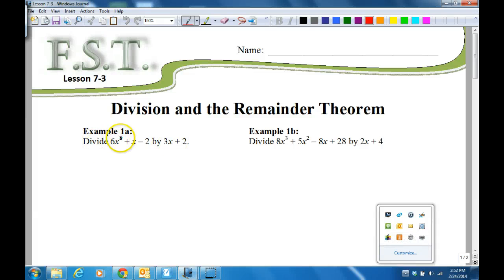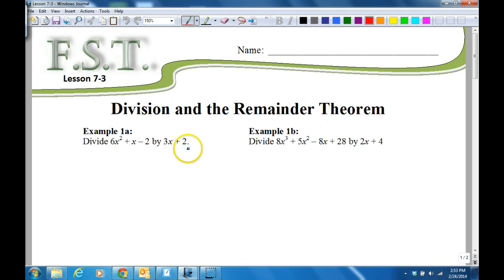So 6x squared plus x minus 2 divided by 3x plus 2. One thing I want to remind you before we even get into this is some words that you need to remember. First of all, you need to know what a dividend is. The dividend in this case is this. Okay? You're going to be dividing by the divisor.